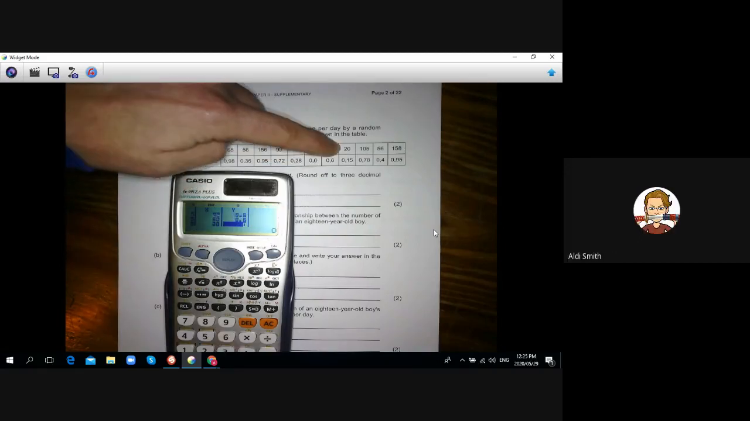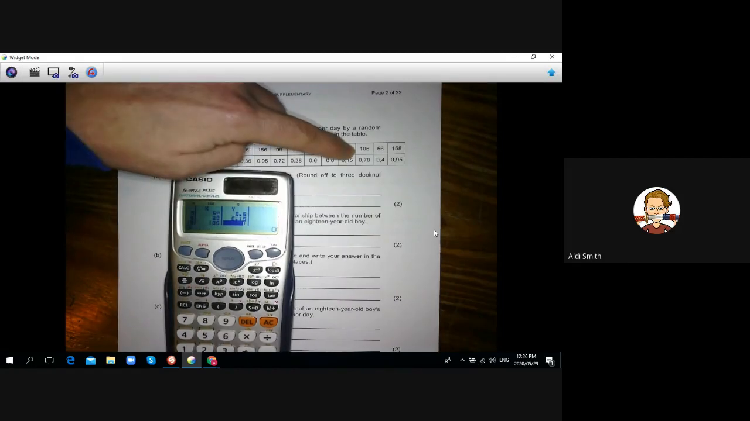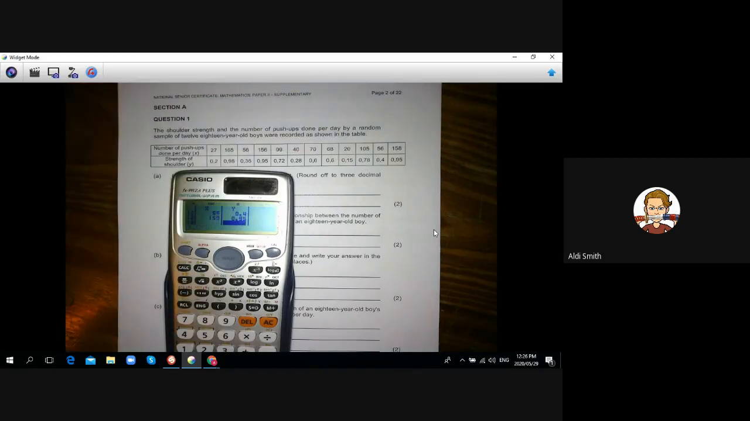And then you've got the 20, 0.15. Sorry, this takes a little while. And then the 0.78. And then the 56, 0.4. And the 158, 0.95. There we go. So we've got all of the data items.